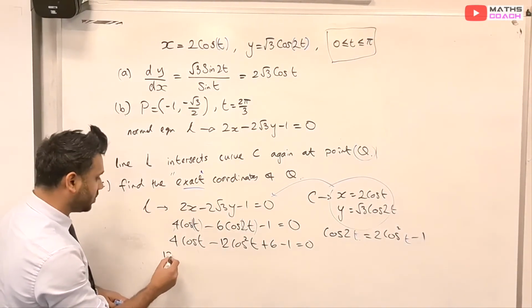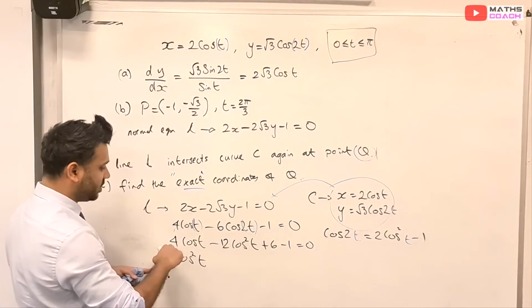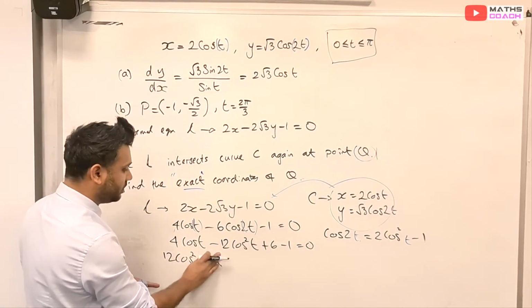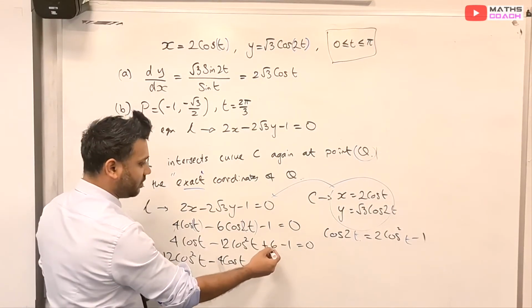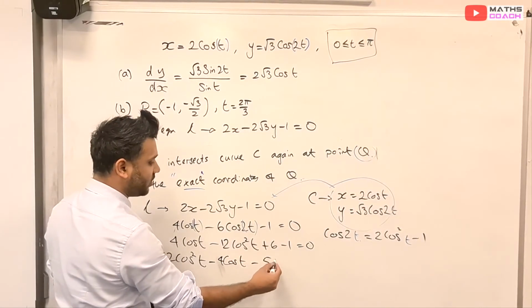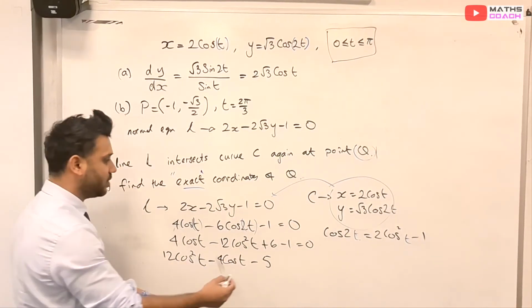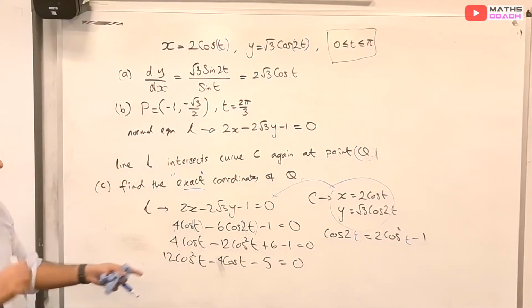So I'll give you 12 cos squared t, which means this is going to be a negative 4 cos t. 6 minus 1 is 5, and therefore it's going to be minus 5, because we're changing all the signs around in order for our cos squared to have a positive coefficient.